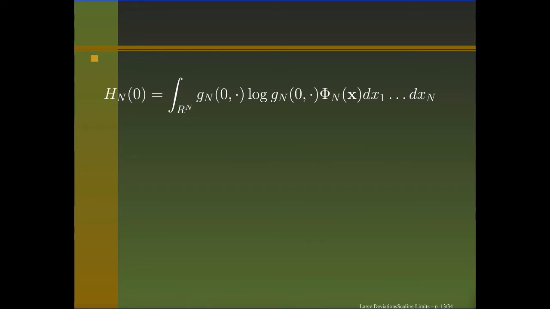The proof uses entropy and the Dirichlet form. The entropy is relative to the equilibrium distribution Phi N of x, and if you have a microscopic state distributed according to a density Gn relative to the invariant distribution, then its entropy is the integral of G log G with respect to Phi N.